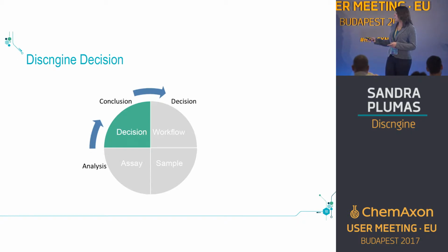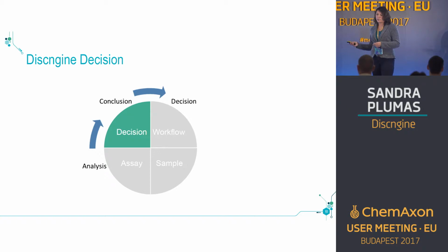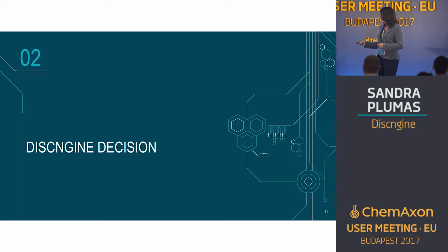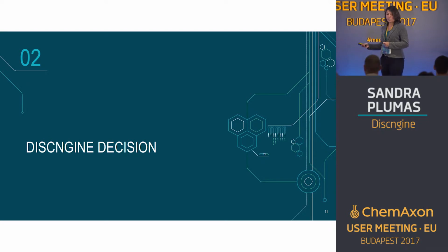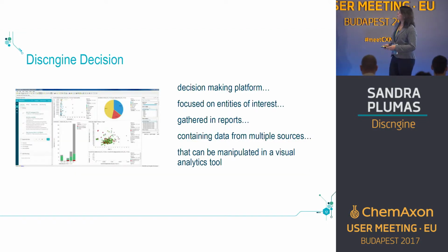This application is used in a pharmaceutical and in a cosmetic company, and it's in this application that we integrated Marvin JS sketcher. So I will present Discngine Decision. So it is a scientific support platform used to combine and interpret data from different sources. So it can be in situ calculations or data from experiments, data from corporate databases, for example.